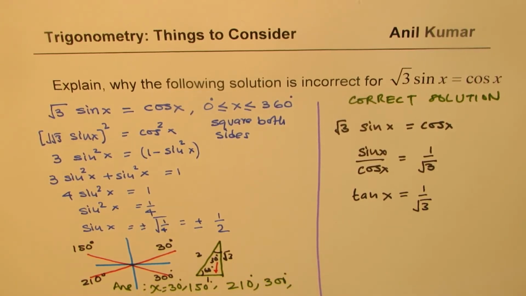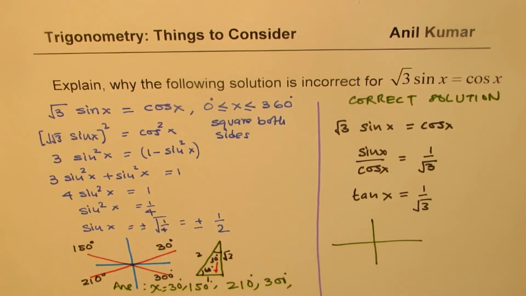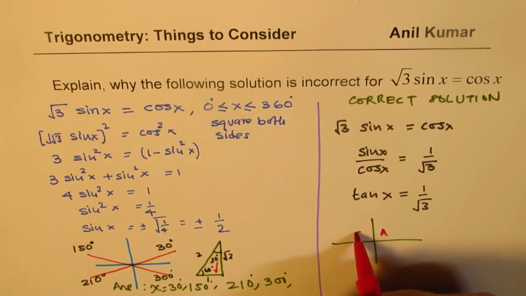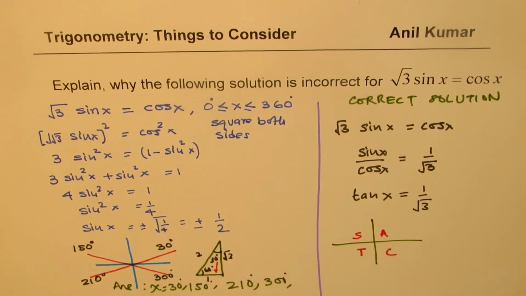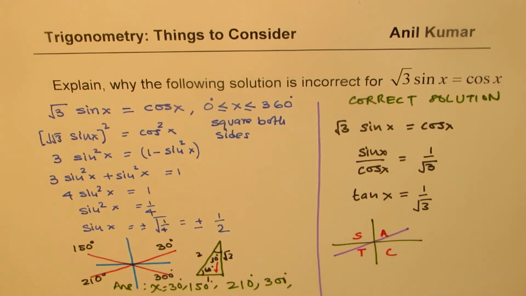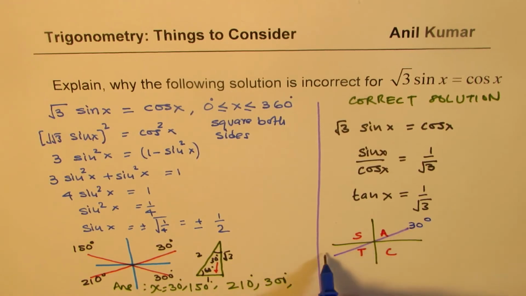Now as far as tan is concerned, tan x is positive in which quadrants? It is positive in quadrant 1 and quadrant 3, because that's the rule, right? All, sine, tan, and cosine. So as far as tan is concerned, it is only in these two quadrants when it is positive, right? So the answer is either 30 degrees or 210 degrees, but not the others, right? So we get the answer 30 degrees and 210 degrees, which is definitely the correct answer.